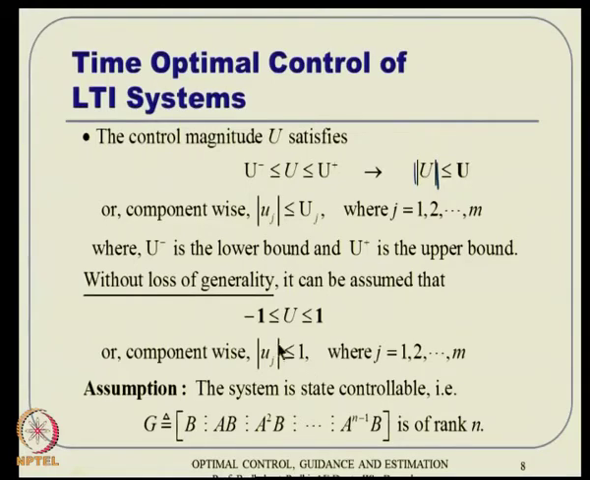The assumption here is that the system is state controllable. It will turn out later that this is kind of a necessary condition for what are called normal time optimal control problems. If it does not satisfy this, it leads to an abnormal situation, something like singular control. We will see that as we go along.